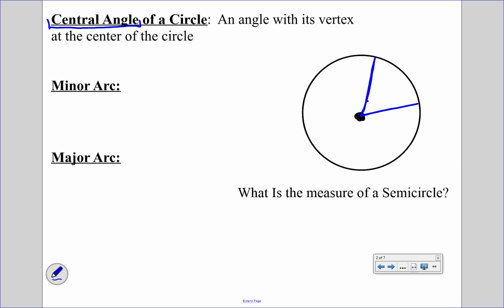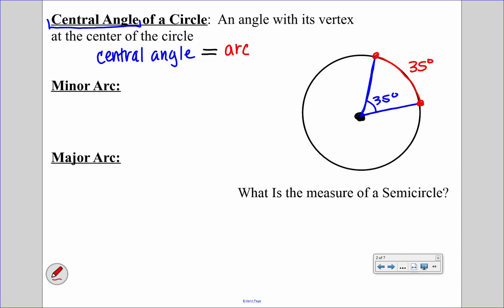Okay? Now, there's something special about a central angle and its corresponding arc. Let's say this is 35 degrees, its corresponding arc from here to here is also going to be 35 degrees. So the central angle is going to be equal to its corresponding arc. Those measurements are equal and they are done in degrees.